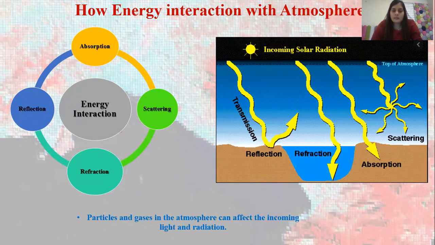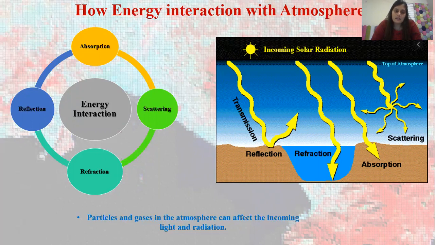Now, simply, first we will understand from the image itself. You can see the rays, solar radiation coming from the sun, having transmission, and they are directly reflecting. That is reflection. Next is refraction, from one medium to another medium, where it is changing its direction. And next comes absorption. Absorption means the substance is absorbing all the rays. And last is scattering. Scattering means it is scattering in all directions.